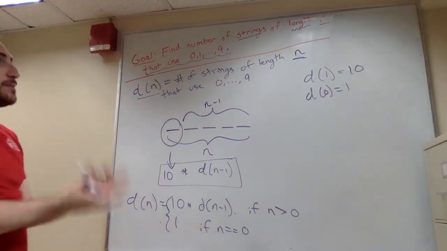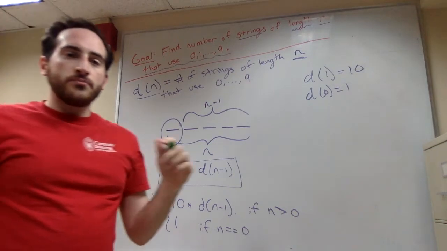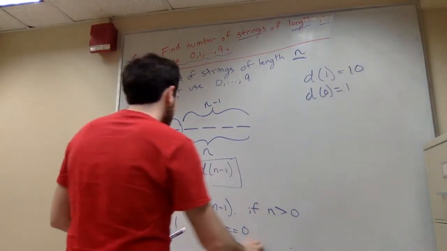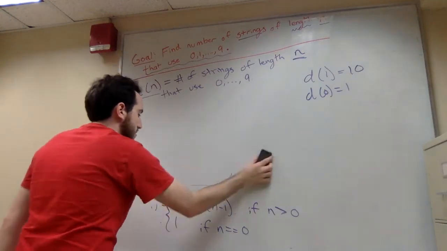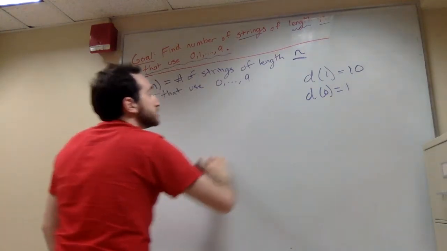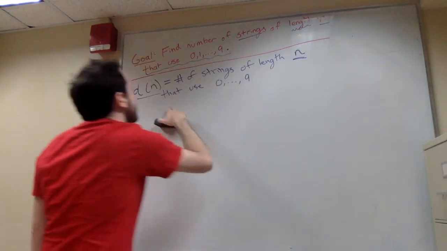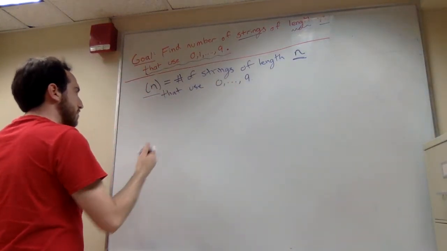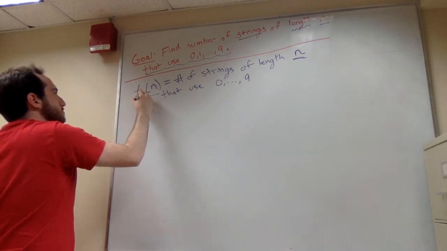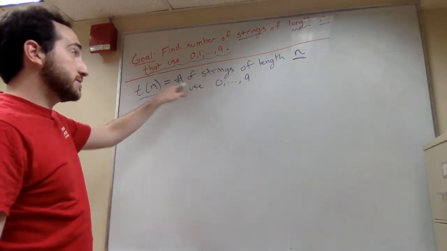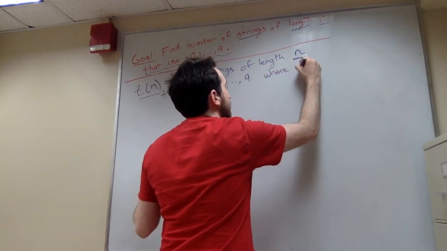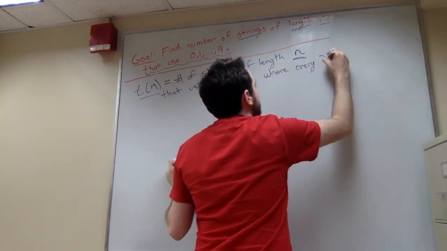We're going to use the same idea for more complicated problems now. So let's say I modify this problem. So rather than saying all the strings that use 0 through 9, let's say I want to compute, I'm going to call it t of n, the number of strings of length n that use 0 through 9, where every 2 is followed by a 3. This is something we did in class.